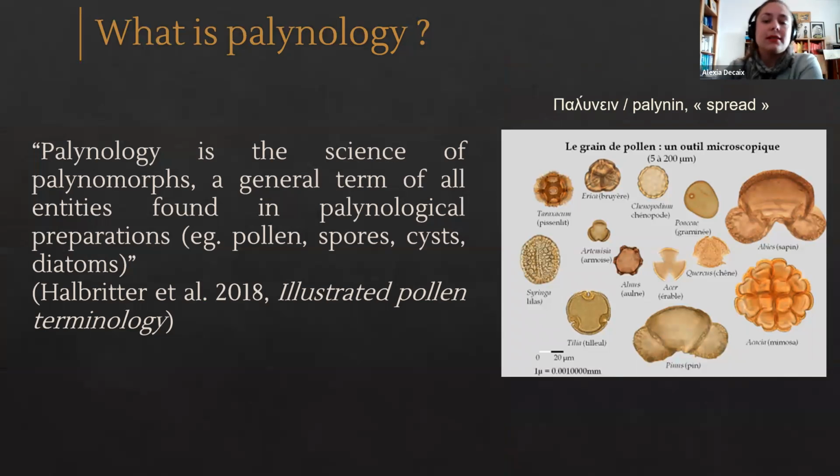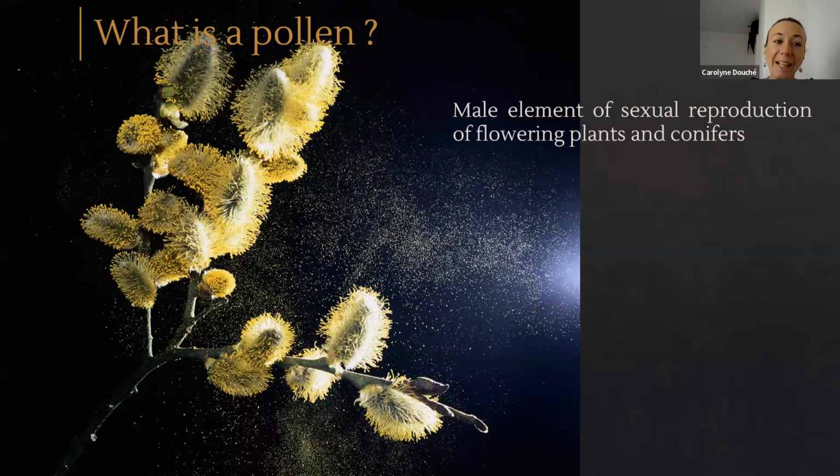So let's start with pollen and its related discipline, palynology. Based on the definition given in the Illustrated Pollen Terminology published in 2018, palynology is the science of palynomorphs, including pollen, spores, cysts, and diatoms. So here we will focus on pollen, which is the male element of sexual reproduction of flowering plants and conifers.